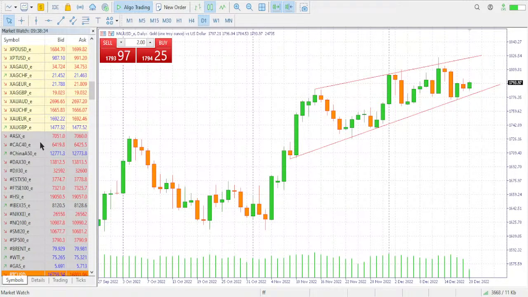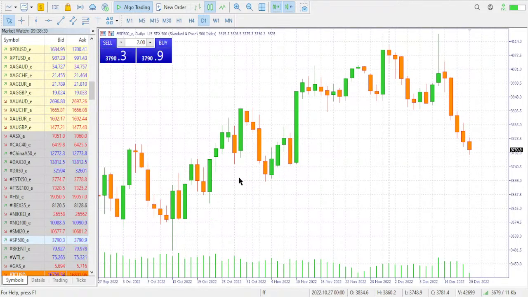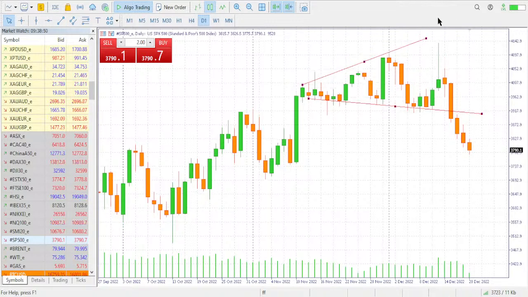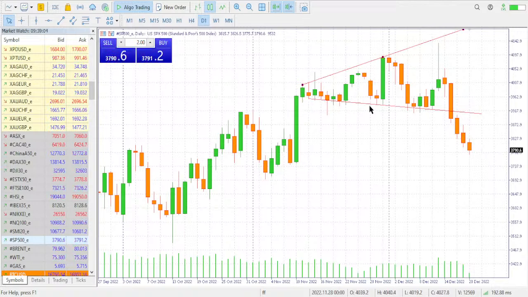My next chart, just a second, is the SP500. This is also downwards. We had an expanding wedge formation on this one, and it was broken to the low side. You can see how nicely the price maintained itself within these lines. We had a very good resistance, we had a very good support. The price broke below that support.